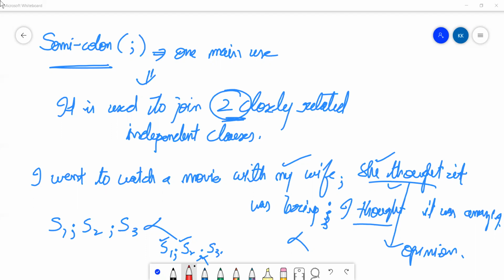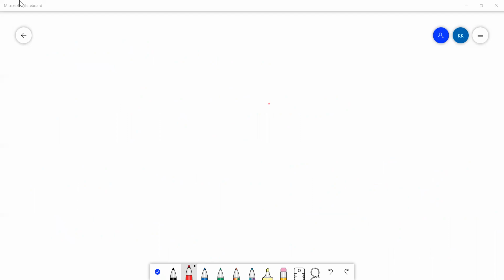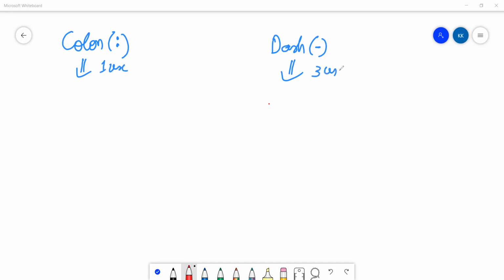Now, moving on to colons and dashes. Colons and dashes are one of the simplest uses, okay? Colon, dash. We don't have hyphen in SAT. Anyway, the use of dash and hyphen is the same, okay? So colon and dash, they have one common use. Actually, this has only one use. This has three uses, okay? But the first and the most important use is common for both these.